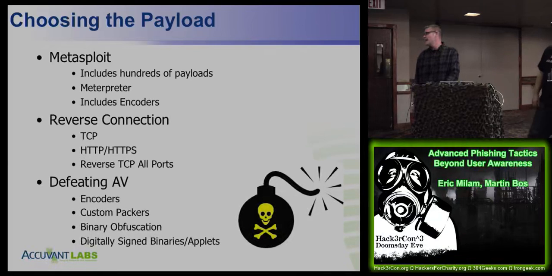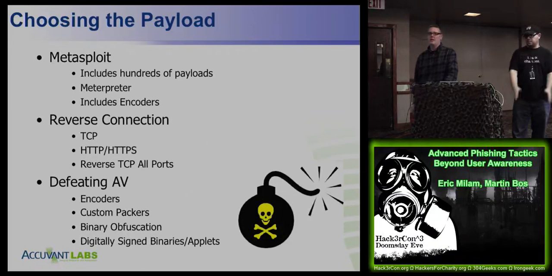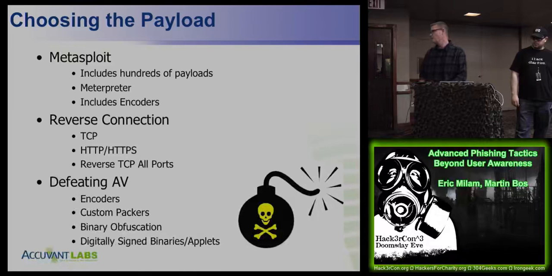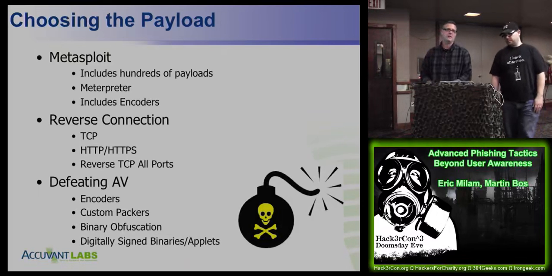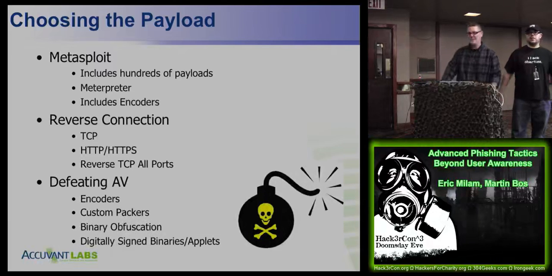And then the last thing is obviously defeating AV. Everybody knows Metasploit gets wiped off the board by almost every AV out there. It does come with some encoders, but they do help, but they're not for AV obfuscation. So then we run into things like custom packers, binary obfuscation, and digitally signed binaries and applets. We like to digitally sign all our stuff because it's so easy. Dave taught us how to do that. $199 at GoDaddy, you can get a certificate to sign all your stuff.